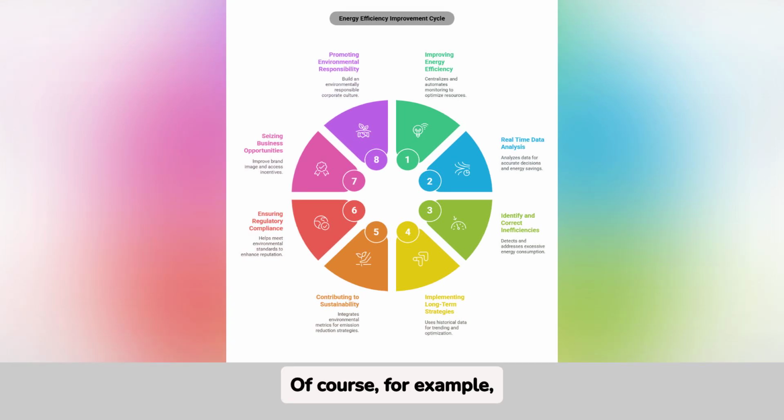Of course, for example, the system integrates with IoT devices and real-time sensors that measure critical parameters, such as energy consumption, temperatures, production levels, and other environmental indicators. This data is consolidated in interactive dashboards through the reporting and visualization agent, allowing us to detect inefficiencies, identify equipment or processes that consume more energy than necessary, and correct them immediately.